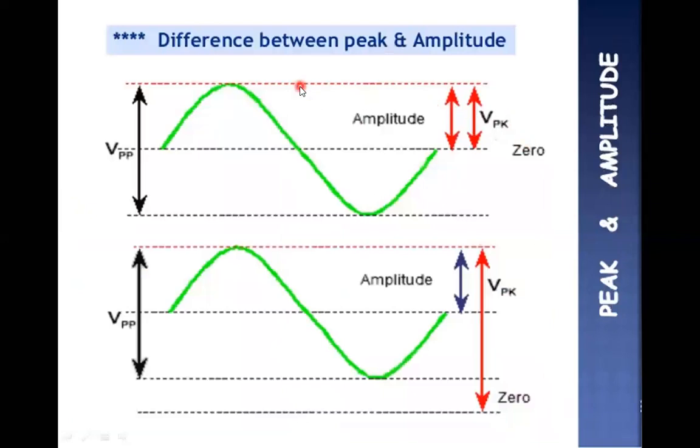So here you can see the difference between peak and amplitude. They have shown very clearly that this is the voltage peak to peak, and this is the amplitude, or peak value. So we can see that this is not zero. The slide should be up to here only. So this will give the complete peak to peak value.